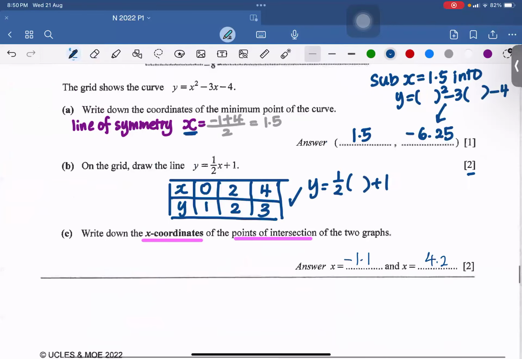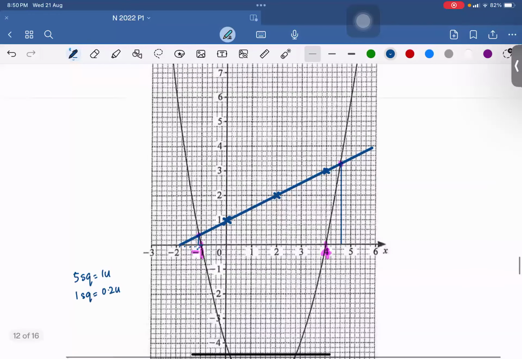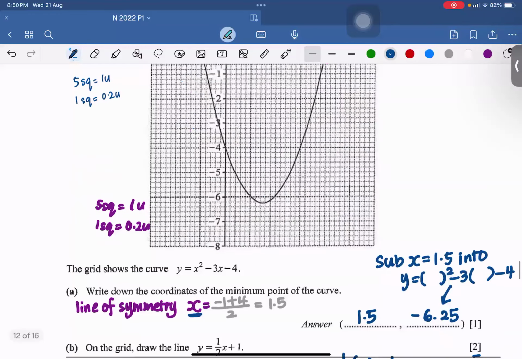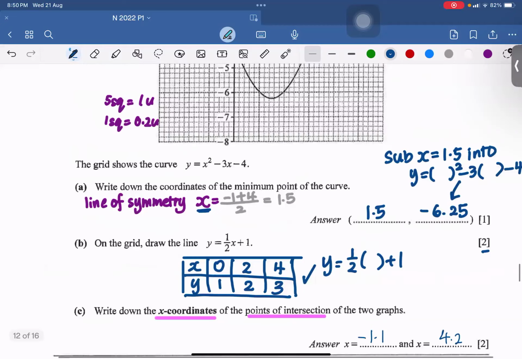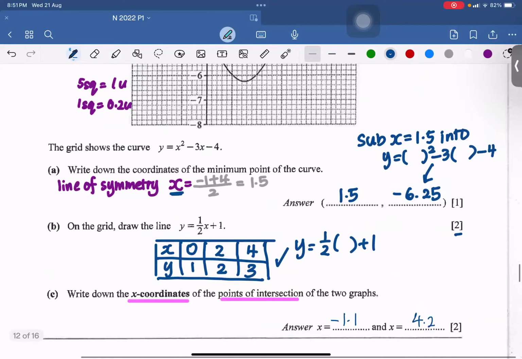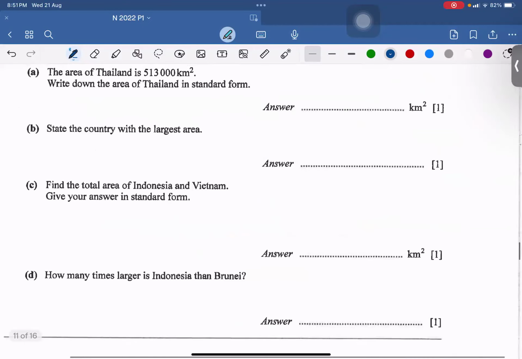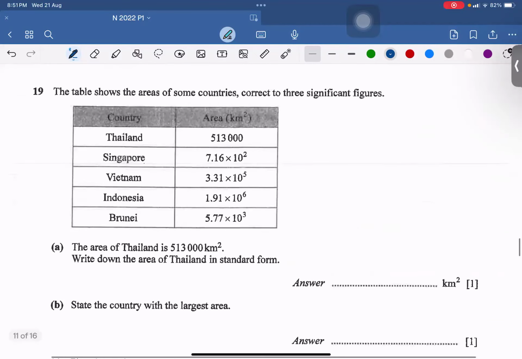Okay, and you notice this kind of graph usually comes out in paper 2, right? But now they change the question. They give you the graph or part of a graph for you to complete. It can also come out in paper 1. So you must know how to do these kinds of questions. Both paper 1 and paper 2 can appear. Next question, standard form.